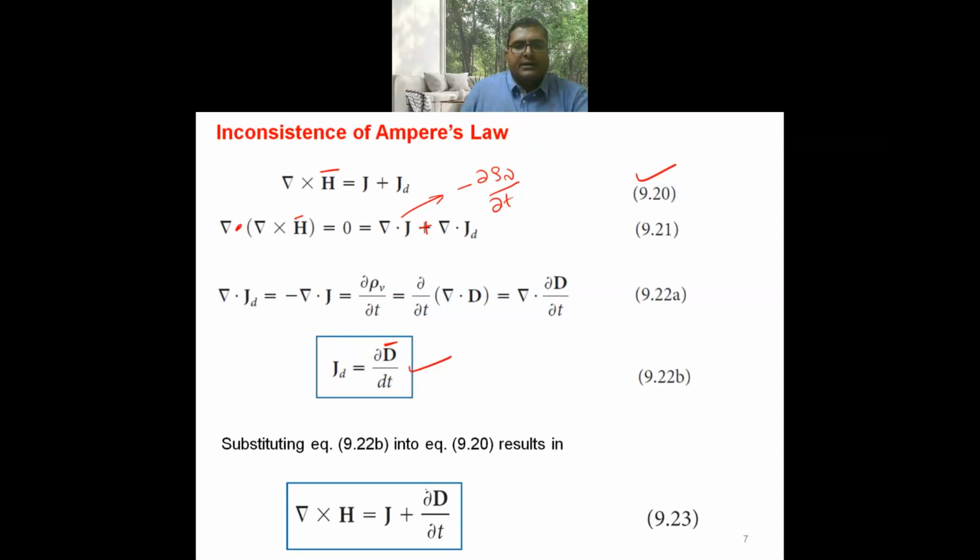Now, the Ampere circuit law for time varying fields. This will become del cross H is equal to J plus dou D by dou T, and this is valid for time varying field. And it is one of the Maxwell's equations for time varying fields.